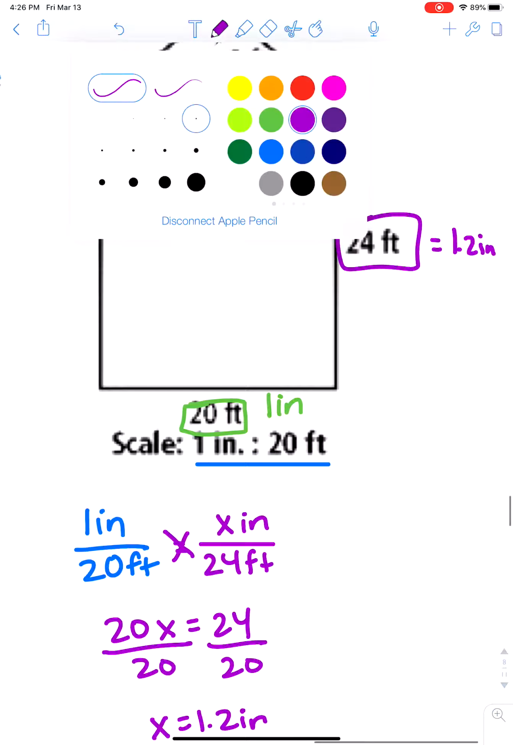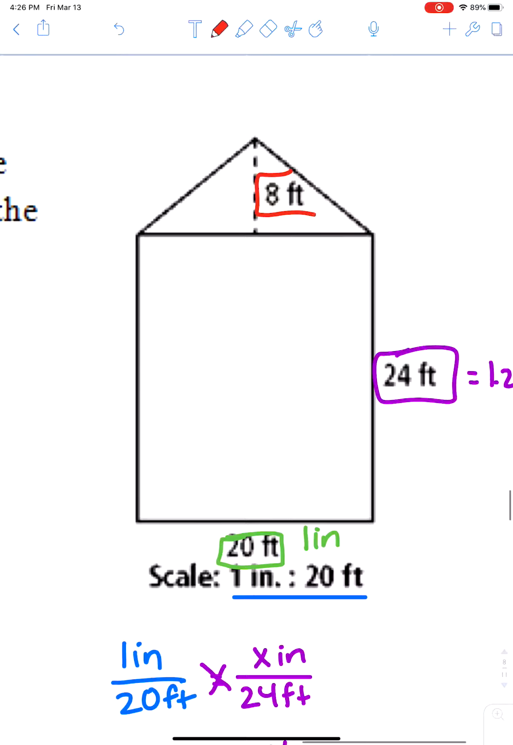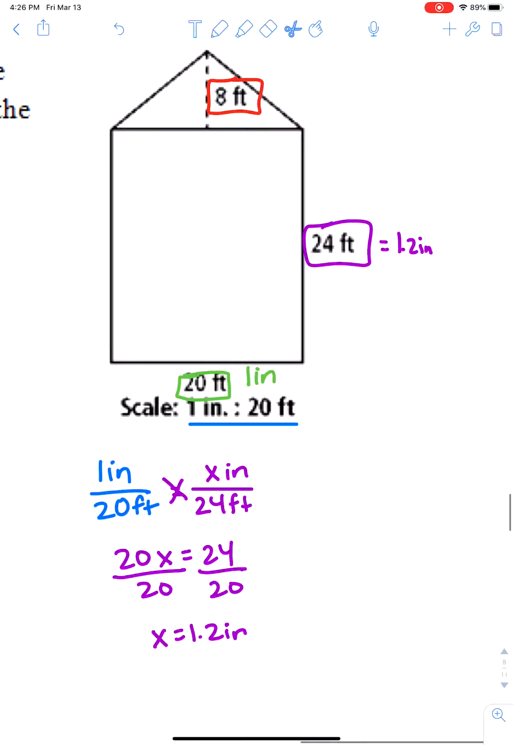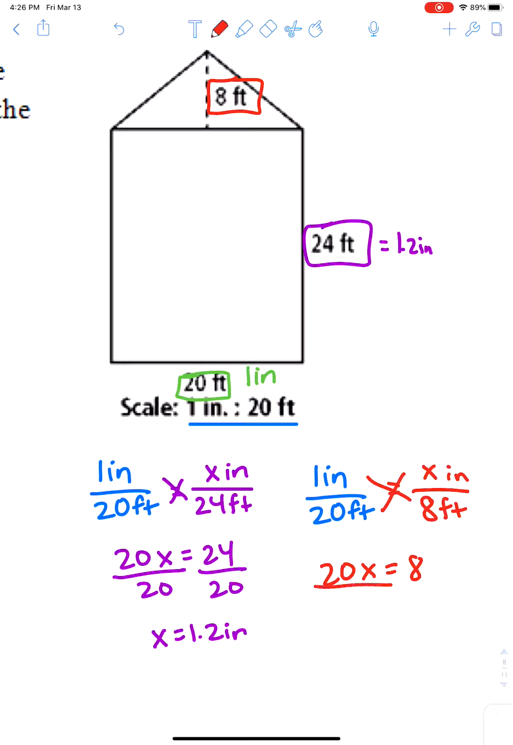And then my last one is this red, this 8 feet, and my 1 inch per 20 feet. I'm going to have to look at what that would be for the 8 feet. What would that be in inches? I'm not converting to inches, I'm just scaling it. So what would it be on paper? So crisscross applesauce, that's what my mom used to say. And we have 20x equals 8. Divide both sides by 20, and we will get 0.4 inches. And so that's how tall this is on the picture, 0.4 inches.